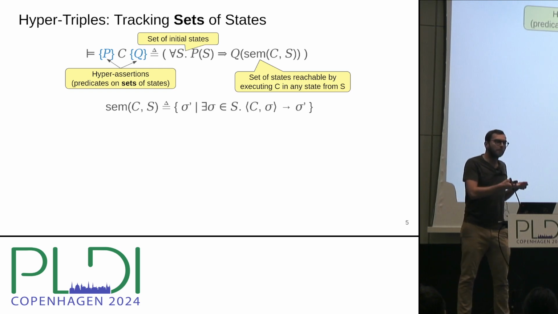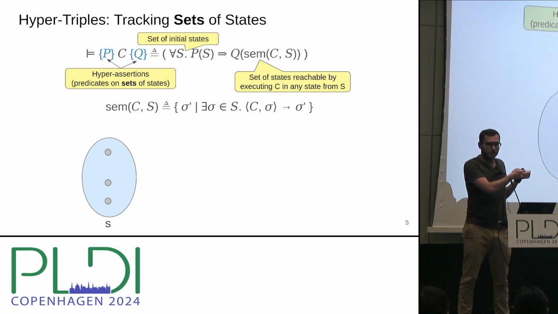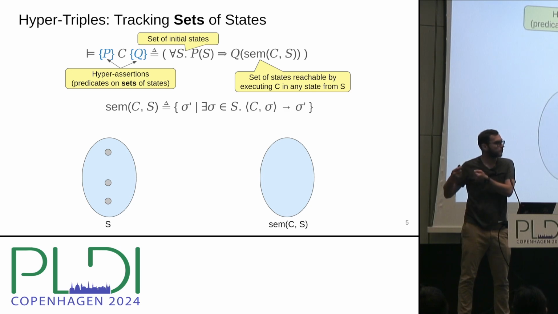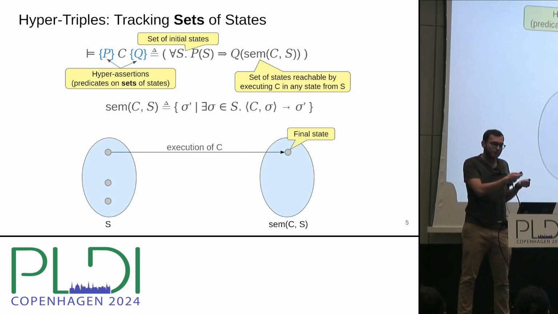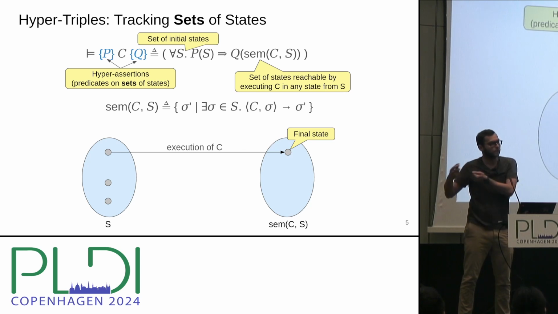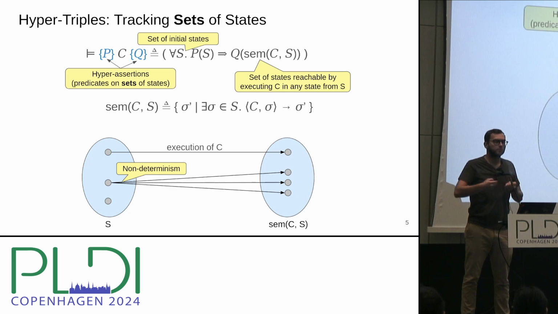So formally, this set is expressed like this, but I want to show it more visually. So we start with a set of initial states here where each dot represents one initial state. And we want to construct this set of reachable states. So if we take this first initial state and we execute C, maybe for this state the execution is deterministic, we get one final state. This final state is in our set of reachable states. But we can have also non-determinism. In this case, we might get, for one initial state, 3 final states. We collect the 3 states here.